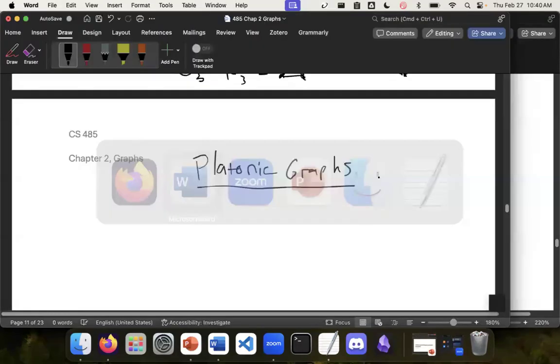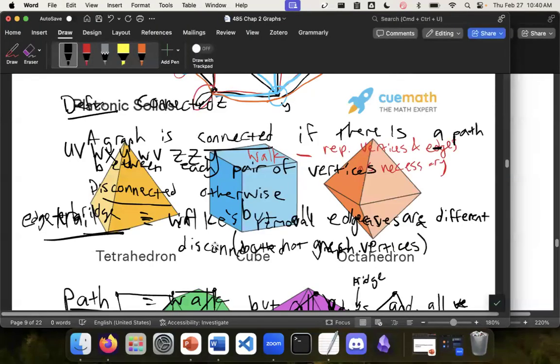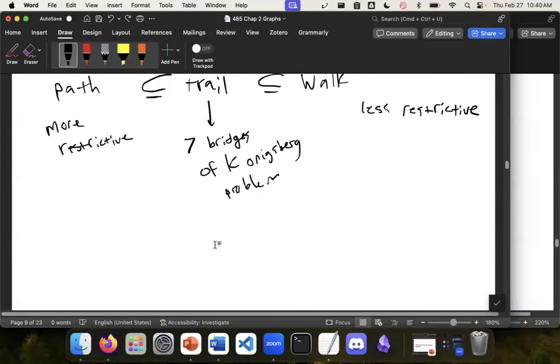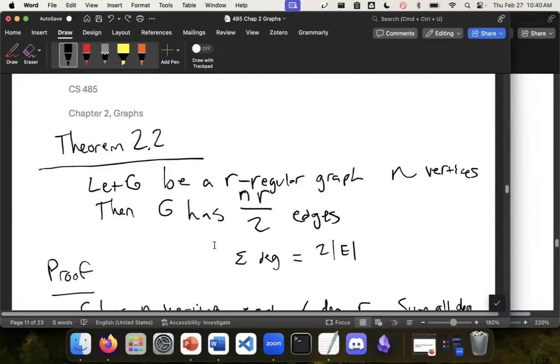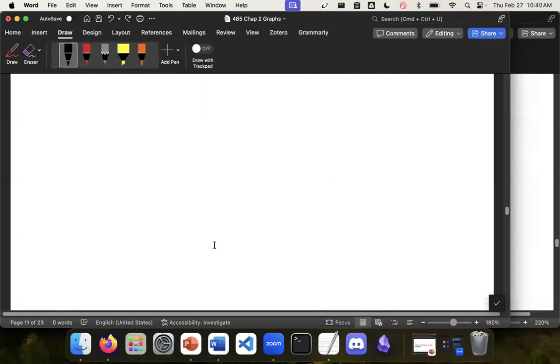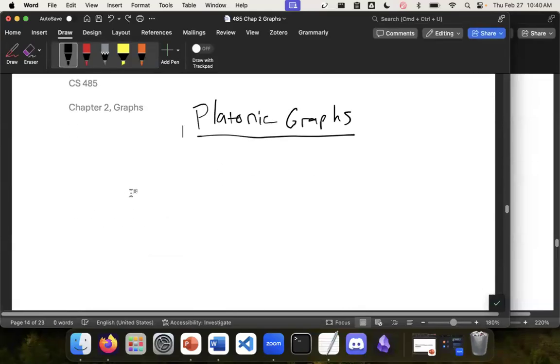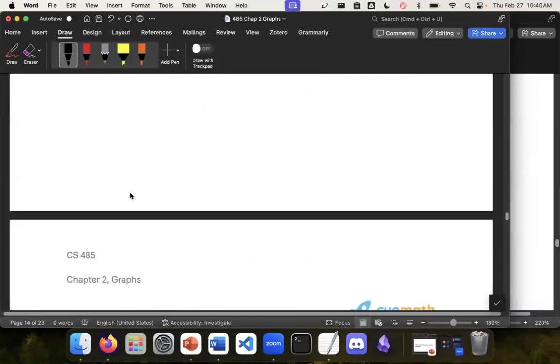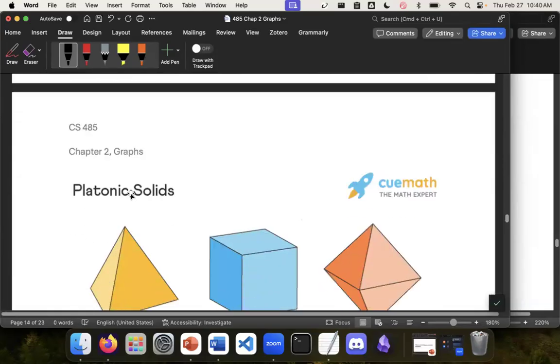Copy image. No, it's putting it at the top. Okay. Where did it go? It went here.